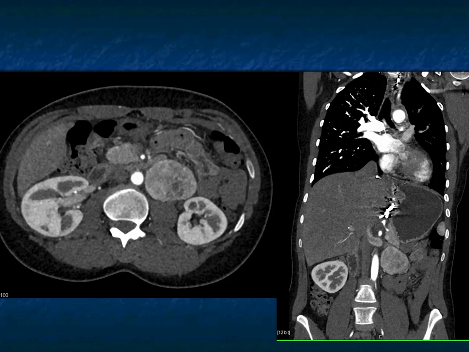Paragangliomas are ectopic pheochromocytomas. They're outside the adrenal gland. They can occur in the bladder. They can occur in the mediastinum. They can occur in the neck, like carotid body tumors, for example. But in the paraaortic region, that's what I'm thinking of.